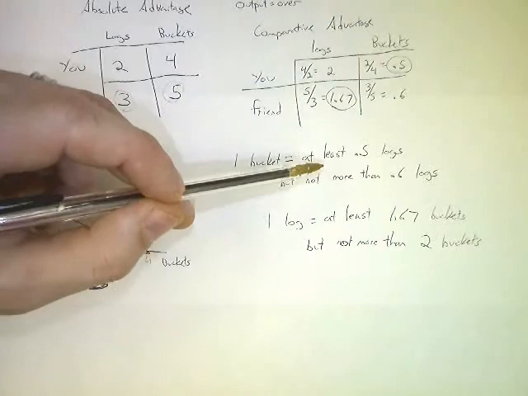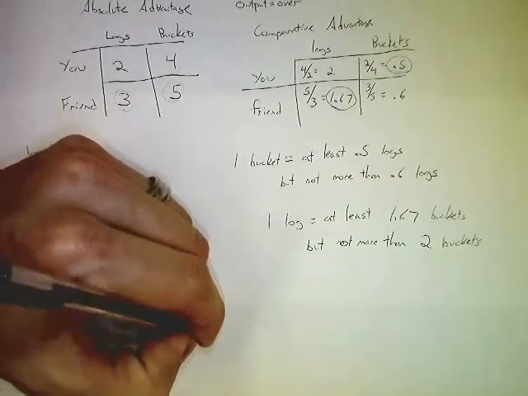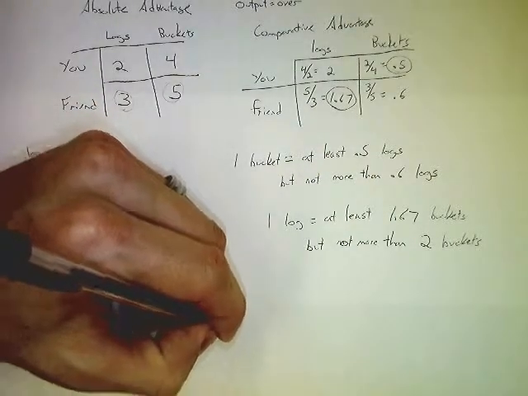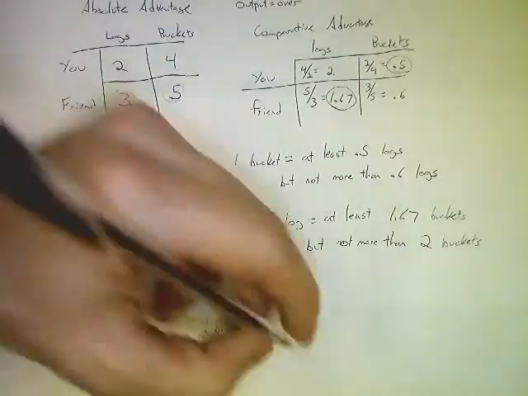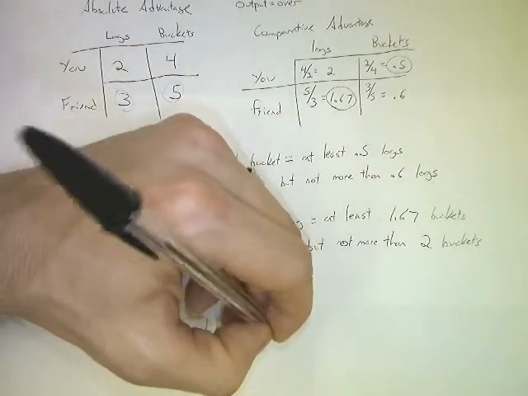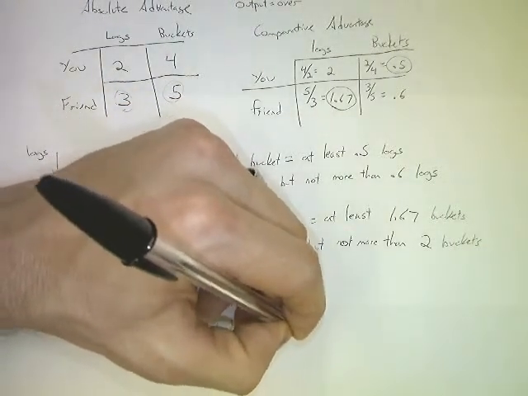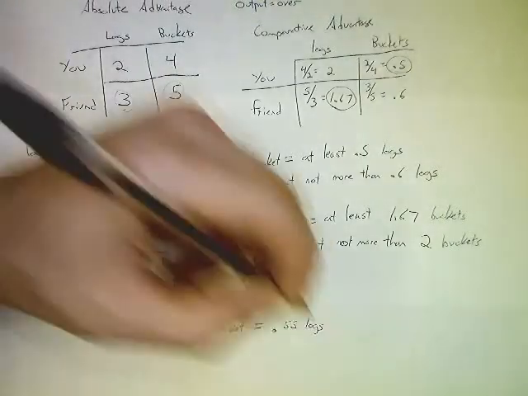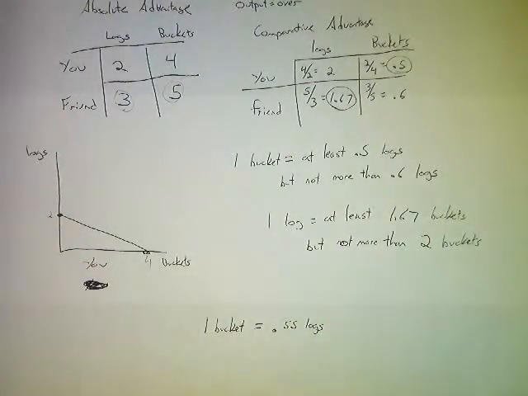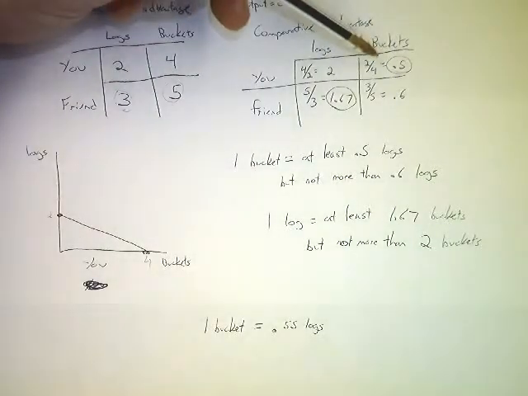So we'll start off with buckets. We know that 1 bucket is going to equal somewhere between 0.5 and 0.6 logs. So let's just say that it's going to be right in the middle. 1 bucket equals 0.55 logs. So now in that case, we know that every bucket that you produce is going to get you 0.55 logs and vice versa. And you are the person producing buckets.